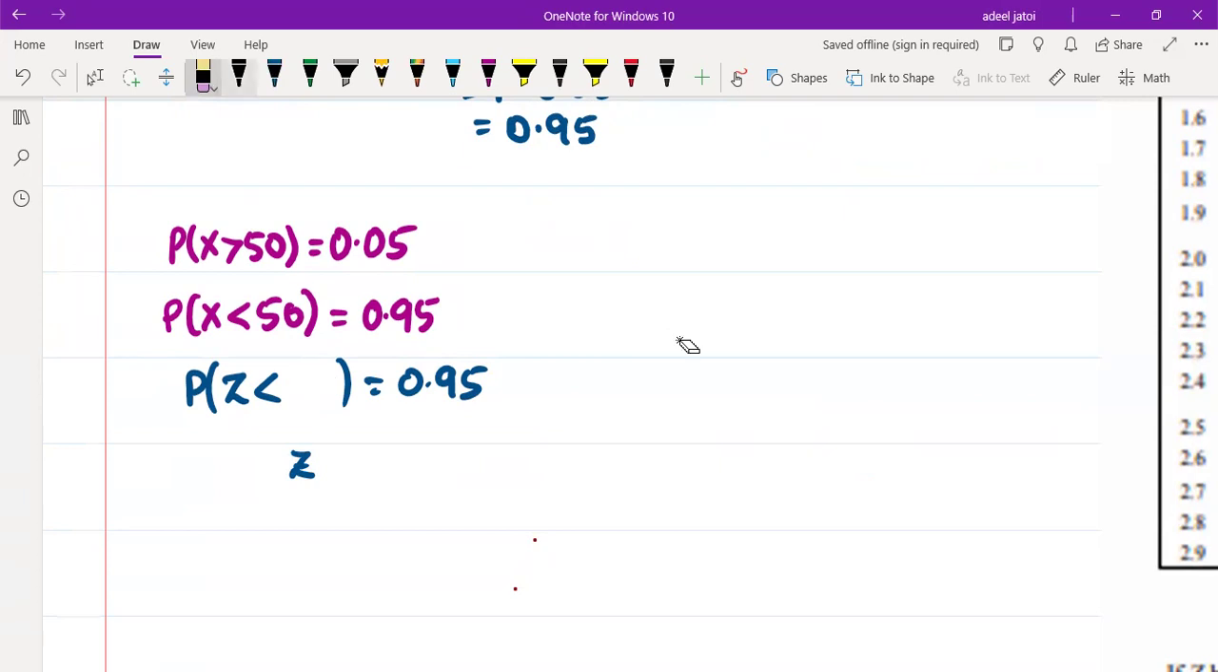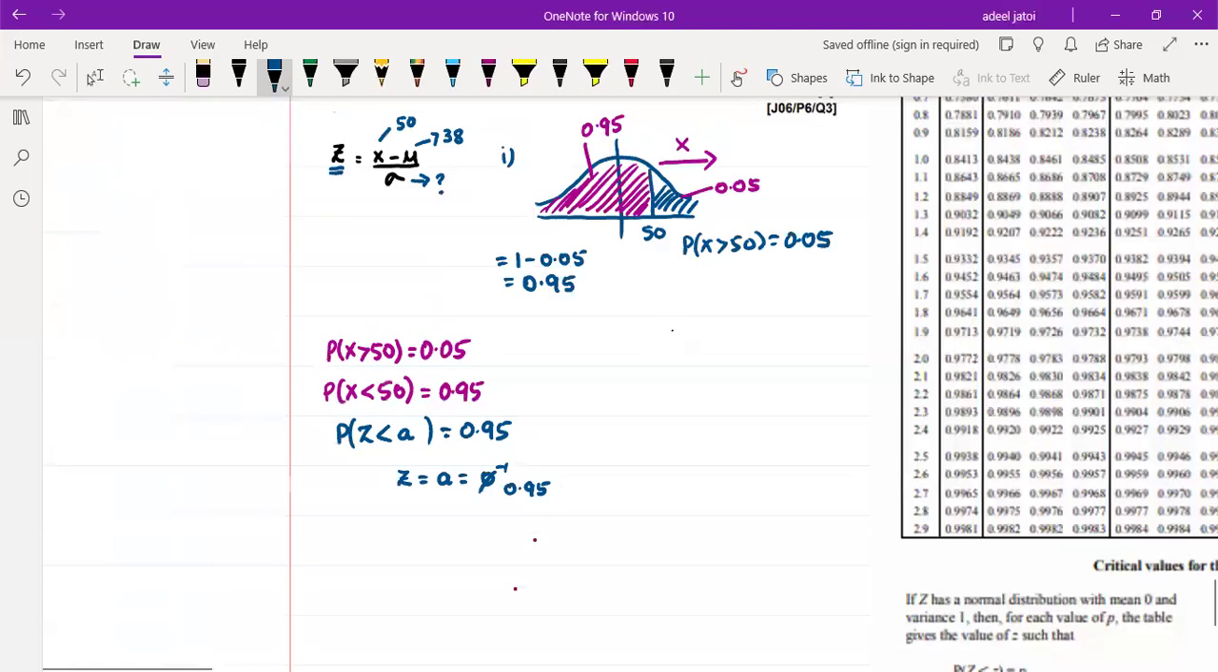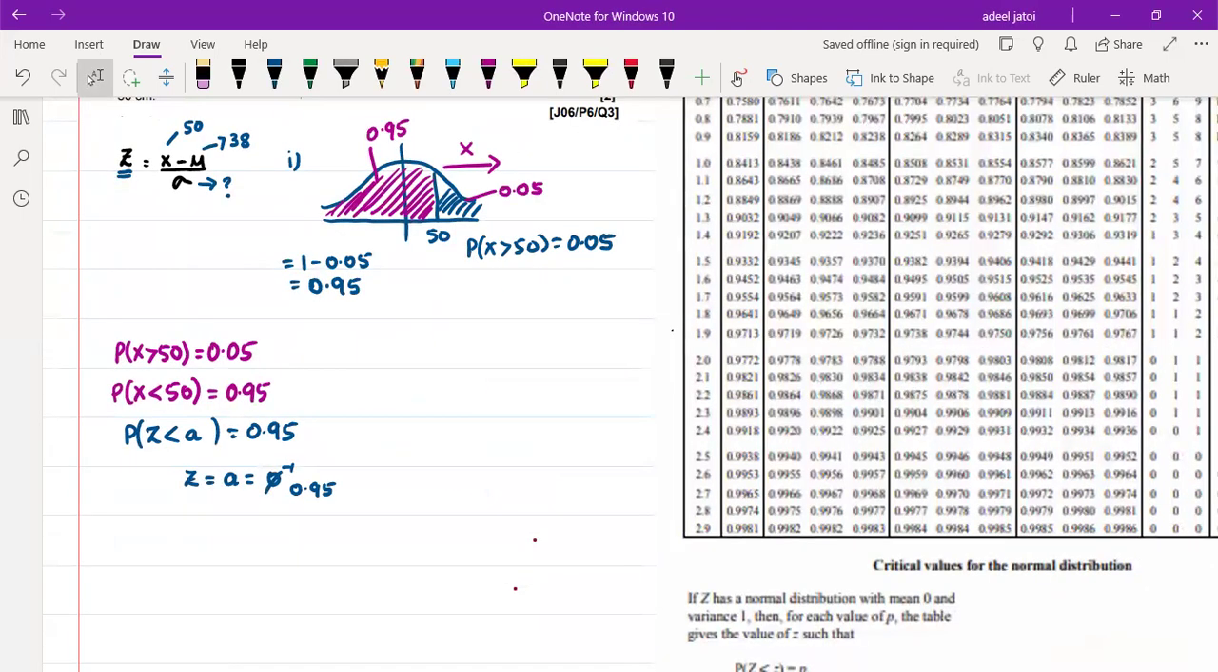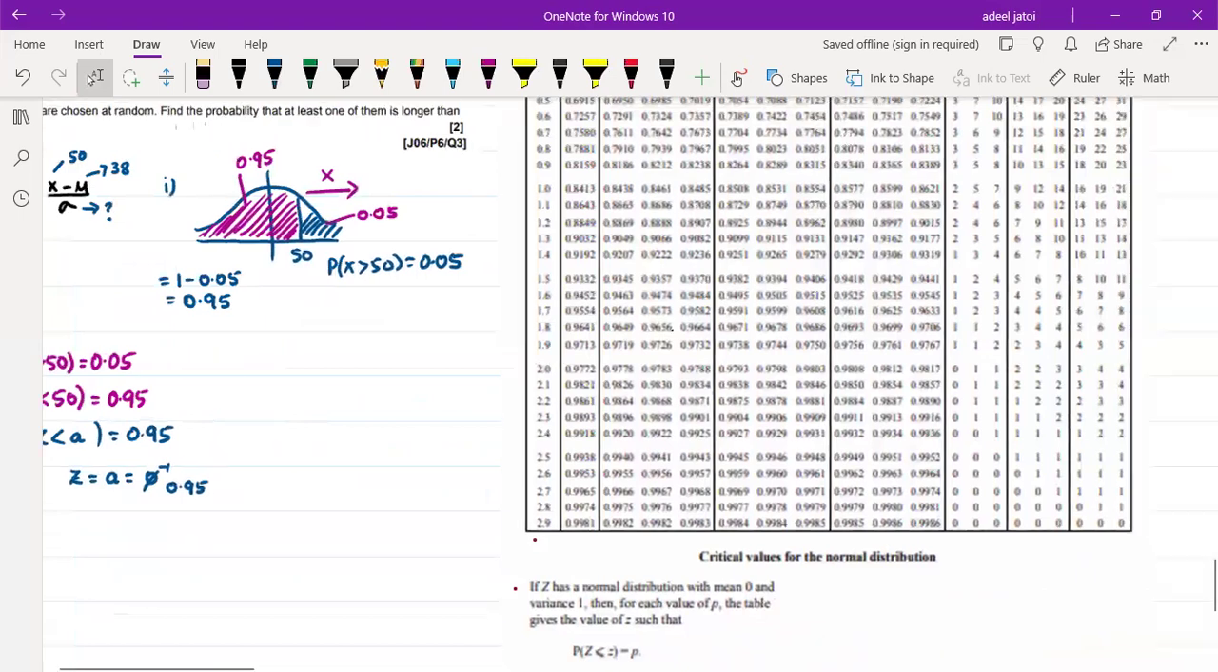This is A basically, because now we know that 50 will be converted to your z value. So z less than A is equal to 0.95, which means your A will be phi inverse of 0.95. What does phi inverse mean? Phi inverse means you will be using the reverse technique to find out the value of z. Your reverse technique will include a few things.